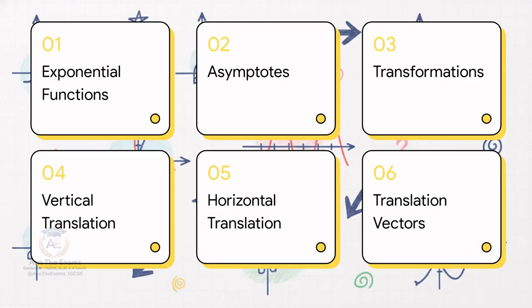Here's our battle plan for today. We'll start by meeting the exponential curves, then discover the invisible boundary known as asymptotes. After that, we'll introduce graph transformations, specifically looking at vertical shifts moving up and down and horizontal shifts moving left and right. We'll wrap it all up with the ultimate translation vector cheat sheet.